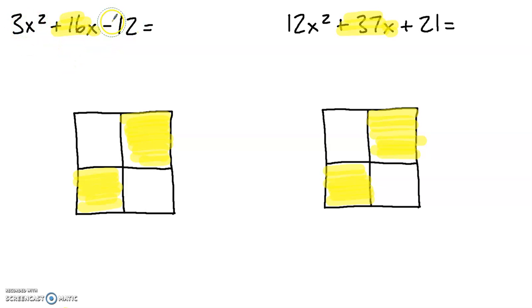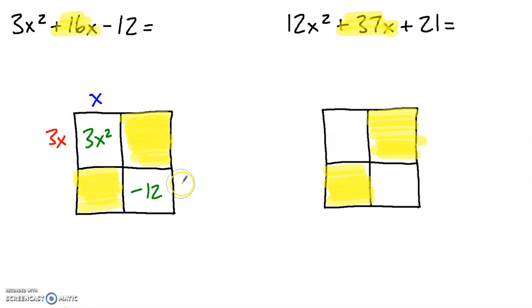3x squared plus 16x minus 12. The 3x squared belongs here, and I know that the negative 12 belongs here. Now, this isn't as simple as just x squared, but I do have the advantage of knowing that there's only one set of whole numbers you can multiply to get 3. That's 3 and 1. So I'm thinking that this should be 3x and x. There's no other whole number option here other than 3 and 1.